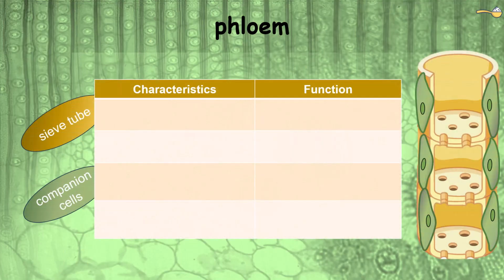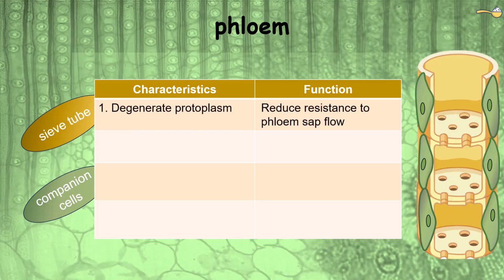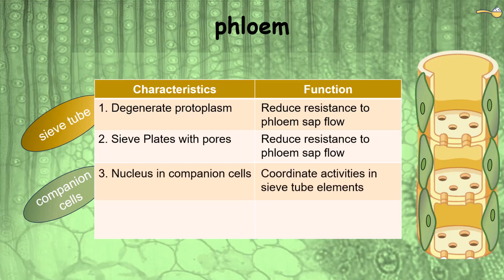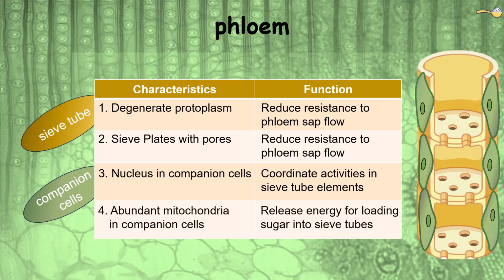So here is a summary of the characteristics and functions of sieve tubes and companion cells. The sieve tube has very little protoplasm, meaning it lacks organelles such as a nucleus, and at the vertical ends there are sieve plates with pores. Both of these characteristics help to reduce resistance to the flow of phloem sap. Companion cells have a nucleus, which helps to determine the direction of transport of sucrose and amino acids. As the flow can be against the concentration gradient, the presence of mitochondria helps to release energy for the loading of sugars into sieve tubes by active transport.